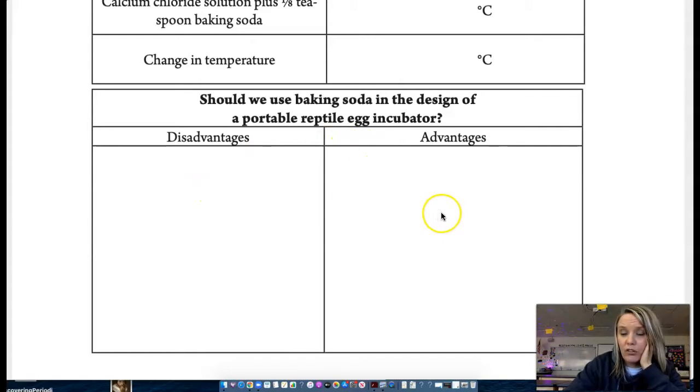An advantage, I'll give you a hint, the bubbles could be an advantage if you're using a closed baggie. What is that advantage? All right. So discuss this with your classmates and see if you can come up with some more detailed advantages and disadvantages of using this fairly inexpensive chemical right here.